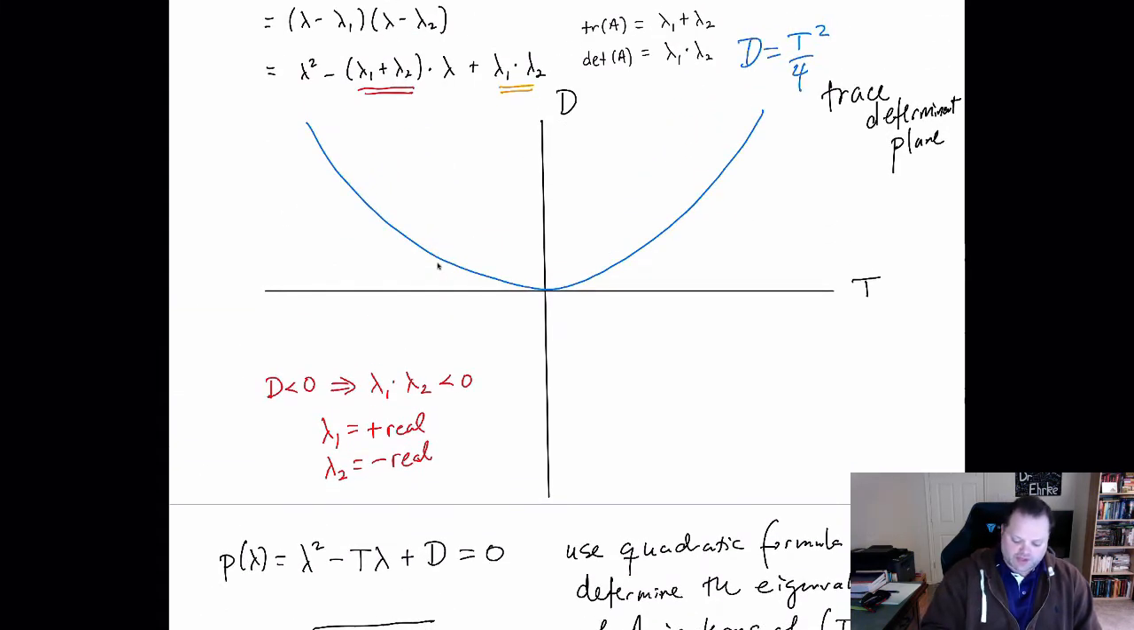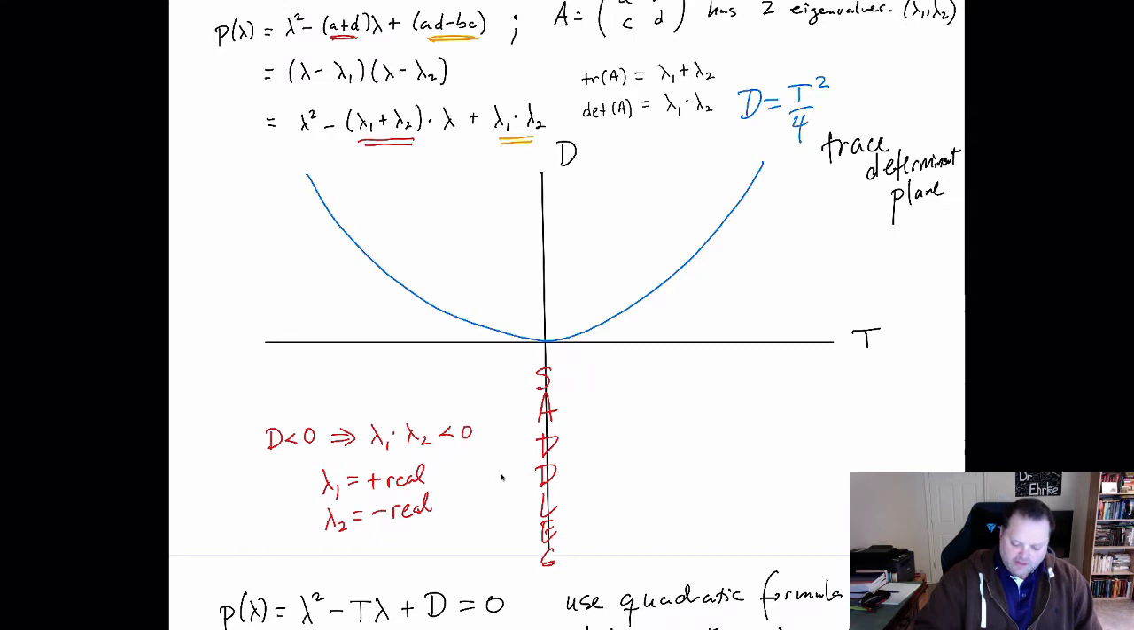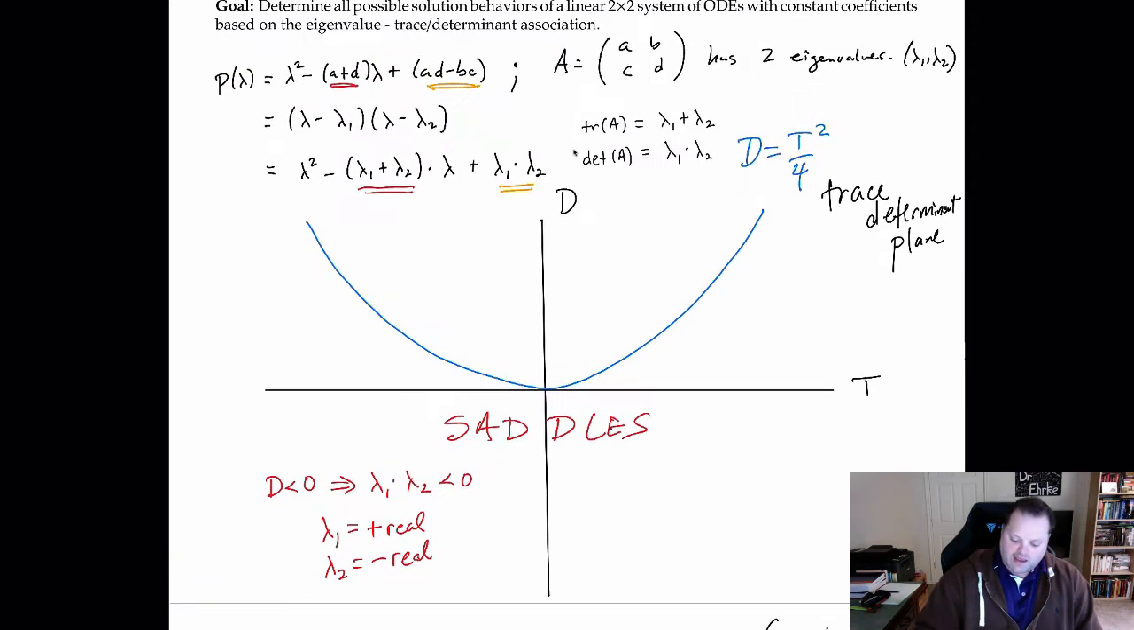Those result in saddles. So I know that everything down here is a saddle. Everything. If the determinant of your system is negative, you automatically have a saddle. All right, that's kind of interesting. I don't know that I like that. Let me make it a little bit better here. So these are all saddles.